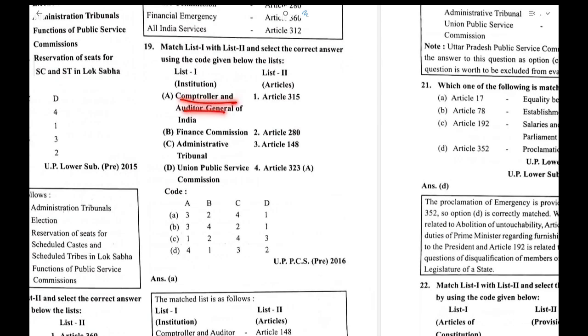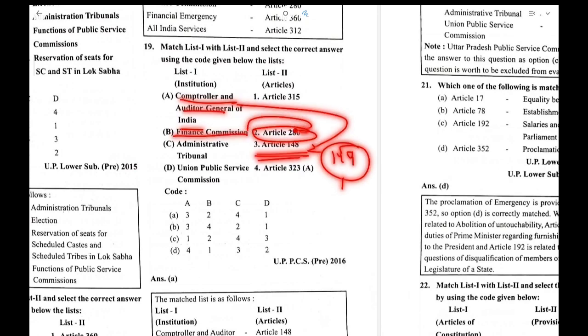Now CAG is related to Article 148, whereas duties and powers of CAG are defined in Article 149. Finance Commission is mentioned in Article 280. Administrative Tribunal, I already told you, is Article 323A, and UPSC is mentioned in Article 315. So the correct answer here is A.